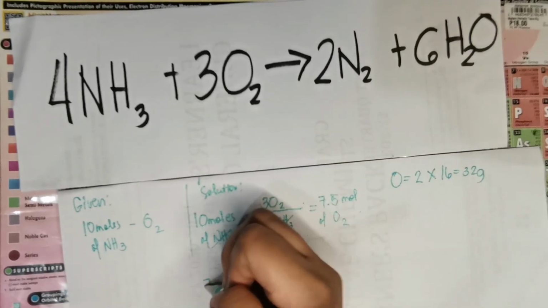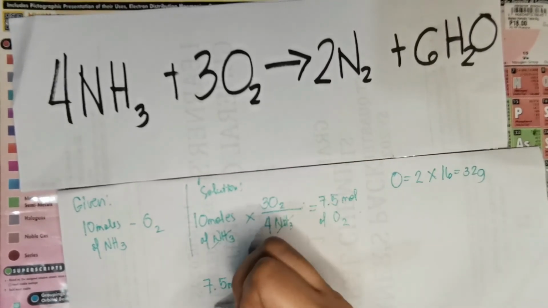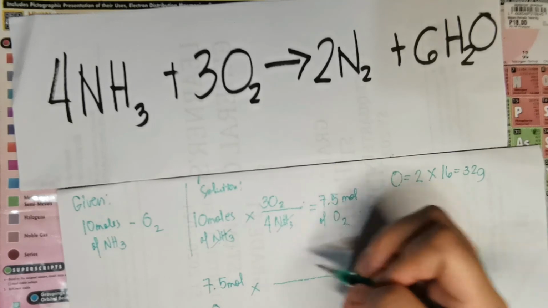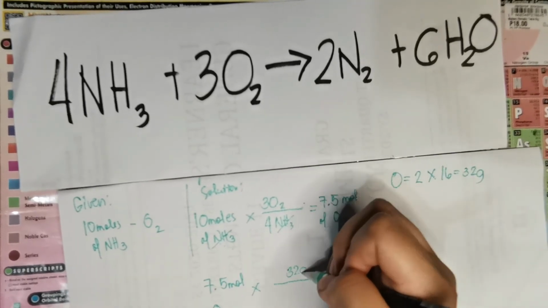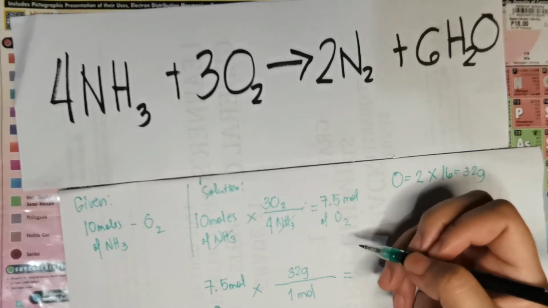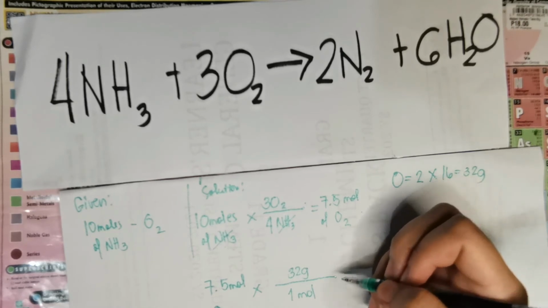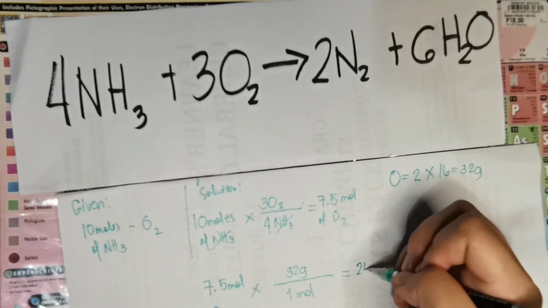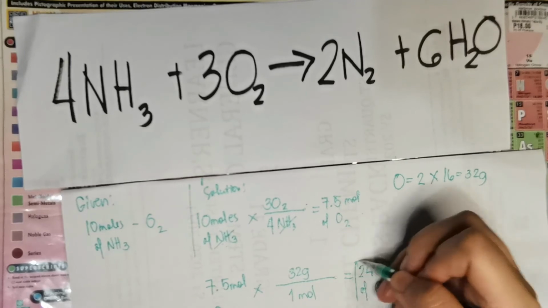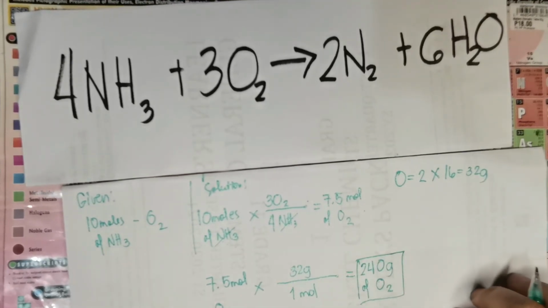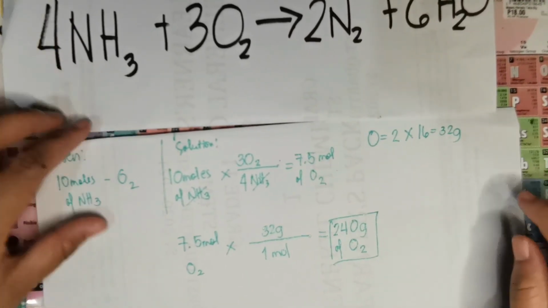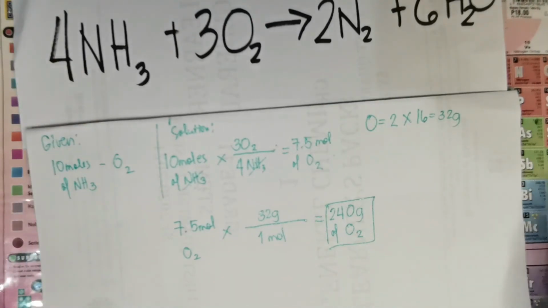So, let us convert na. So, we have 7.5 moles of oxygen gas converted to, dahil multiply sa taas, 32 grams of oxygen in every 1 mole of it. So, 7.5 times 32 over 1, or just simply multiply. So, we will have 240 grams of oxygen gas. And this will be our answer to our question, which is how many grams of oxygen gas are needed to react with 10 moles of ammonia.